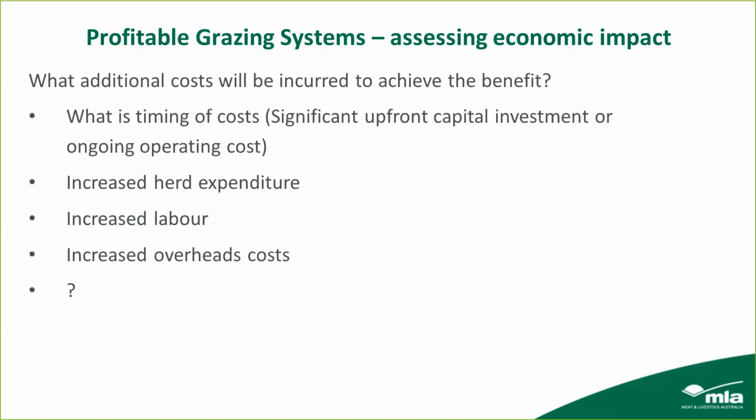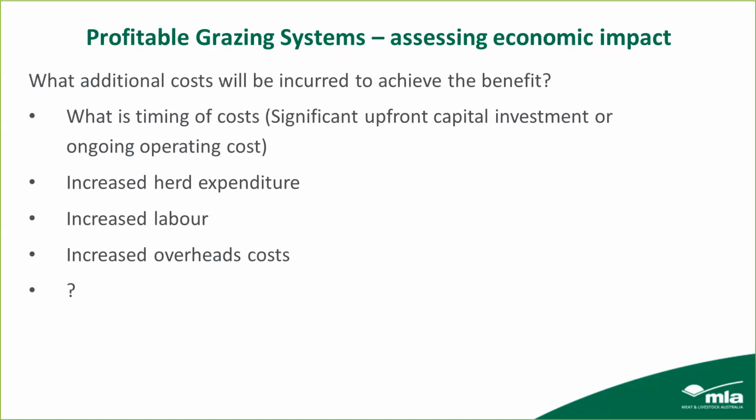So next question is, what additional costs will be incurred to achieve that benefit? What is the timing of those costs? Do we have a significant upfront capital investment in infrastructure, a piece of equipment or new technology, or is it an ongoing operating cost through an animal health or supplementation intervention? Being clear on that is important because that affects how we analyse it.